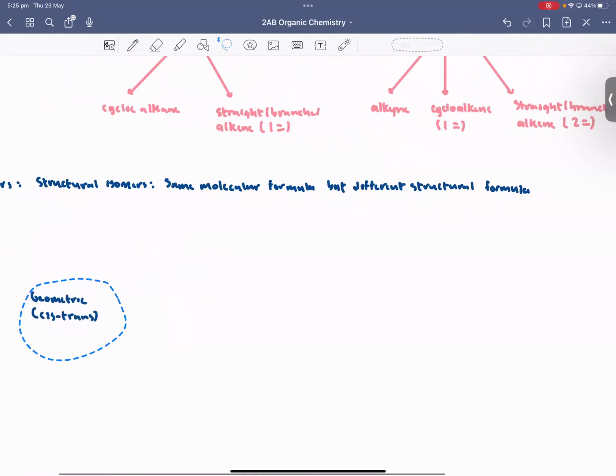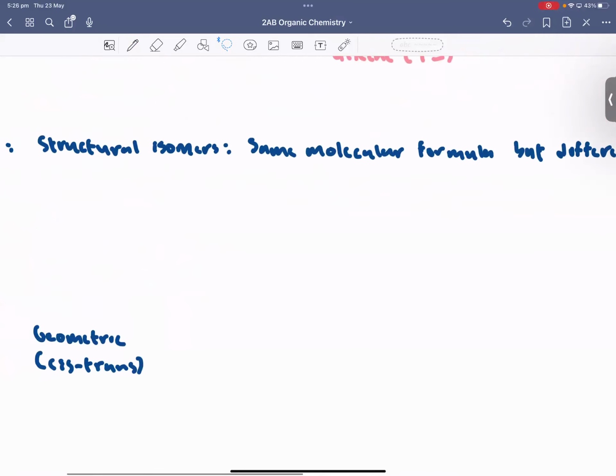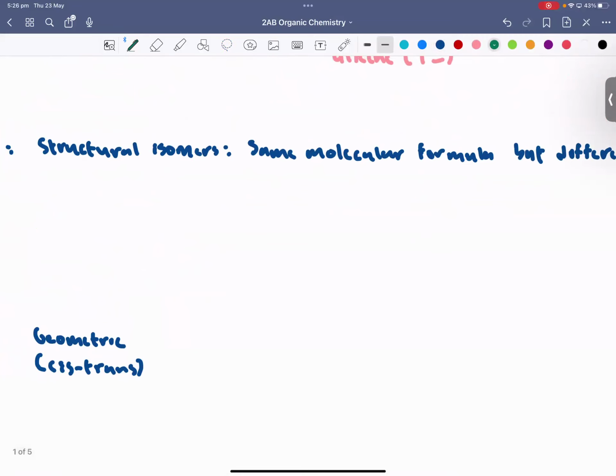All right, what are the different types of structural isomers that you should know? There are so many different structural isomers that you should know. One is called a chain isomer. I'll give you an example of a chain isomer. 1, 2, 3, 4, 5. Fill it up with H's.